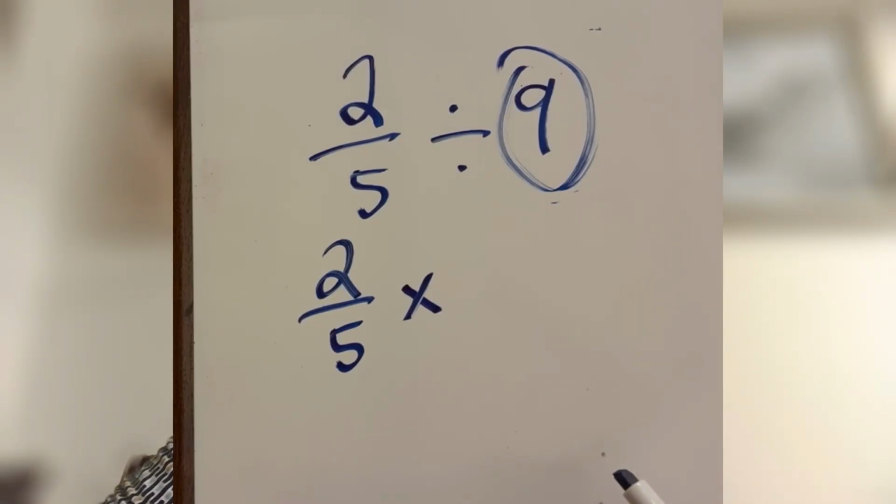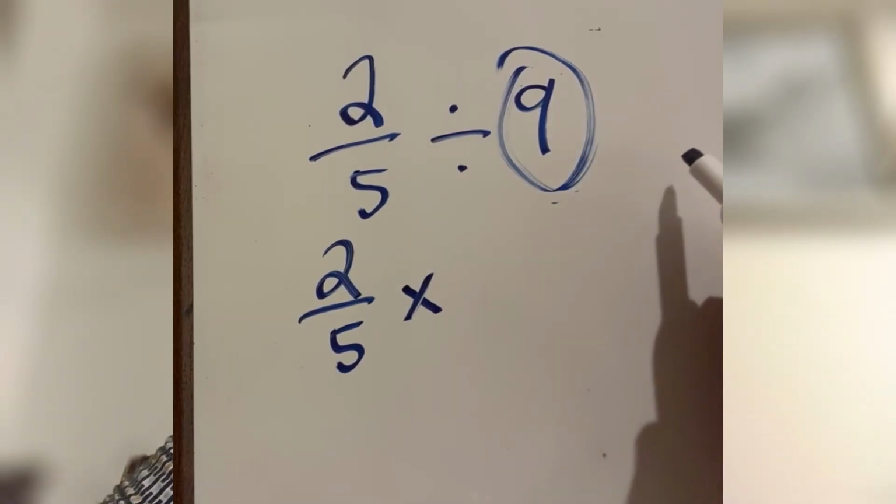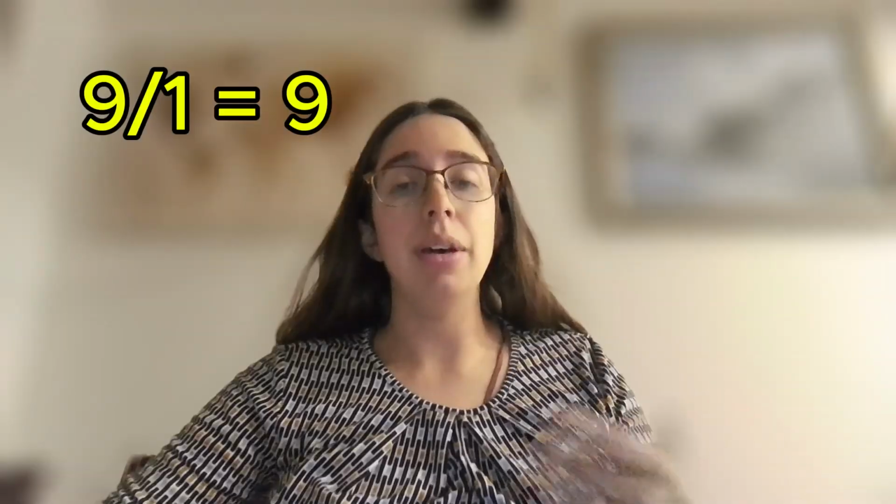Why do we have the multiplication sign? Again, we're going to flip that second number. But we see we have a whole number. So a whole number, if we make it into a fraction, we'd have 9/1. That's a fraction that would equal 9. If we were to flip that fraction, we would get 1/9.